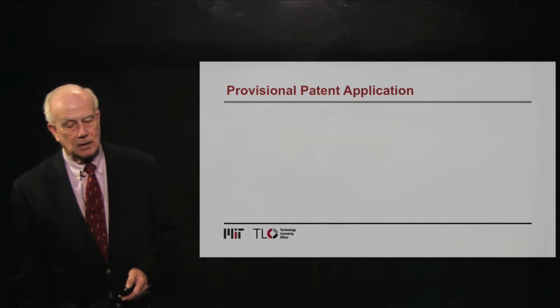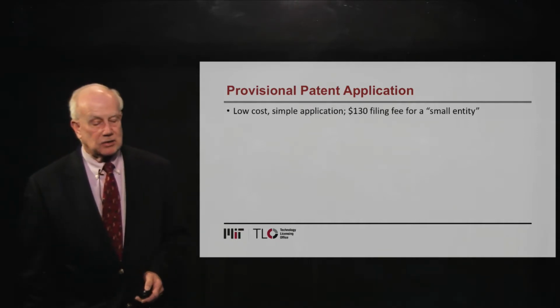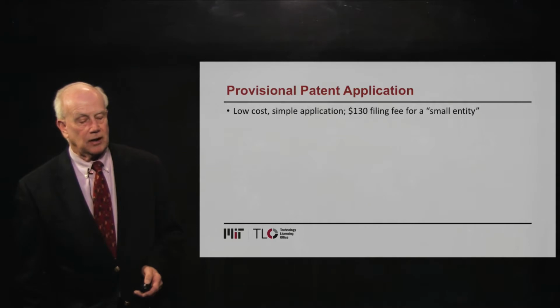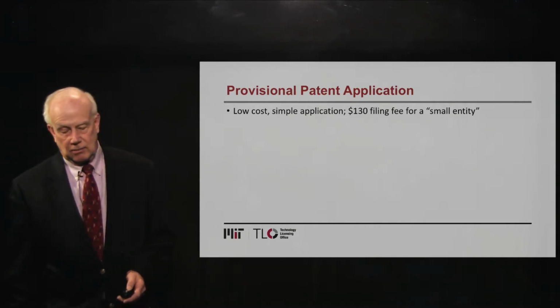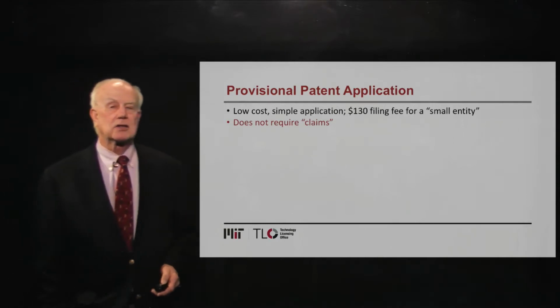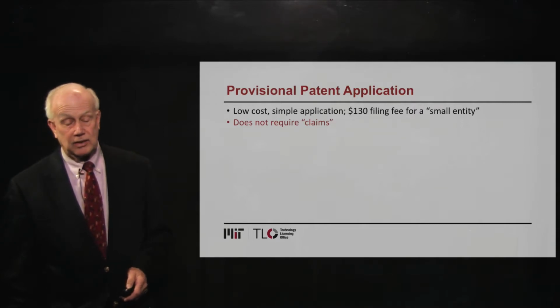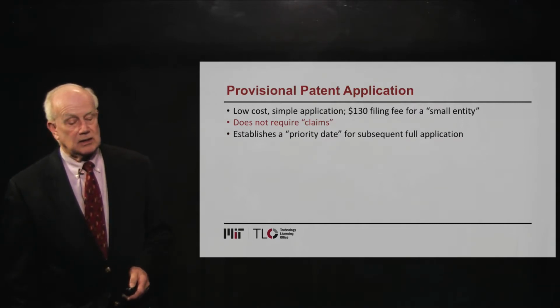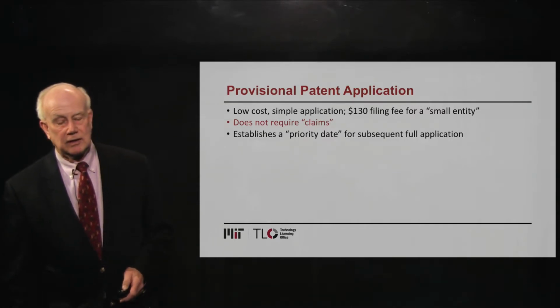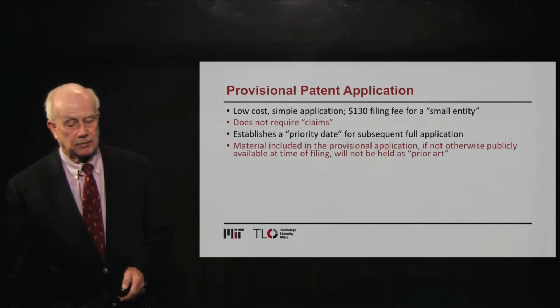Patent Office. It's possible to file what's called a provisional patent application. This is an inexpensive application which can be filed, and if you're a small entity, which MIT and other universities qualify as, the filing fee is only $130. And it does not require that you file this application with any claims, so that it's not entirely clear what the invention is without the claims. It does, however, establish a priority date, and this is important for establishing the date on which the first patent application claiming or describing this invention was filed.